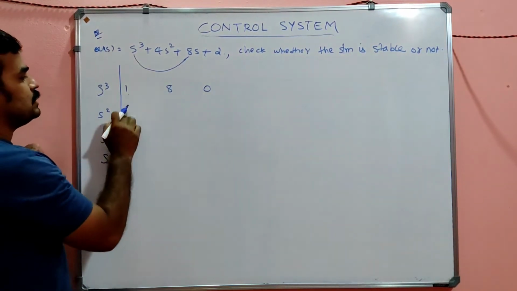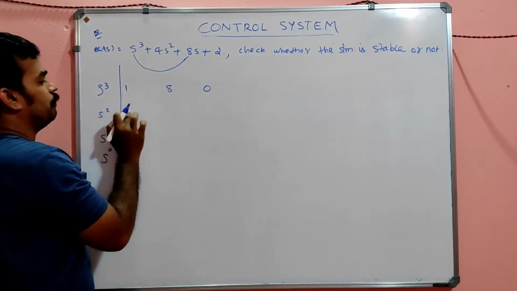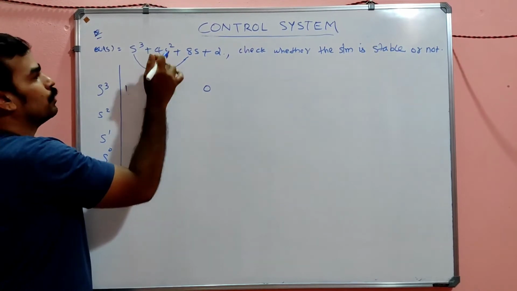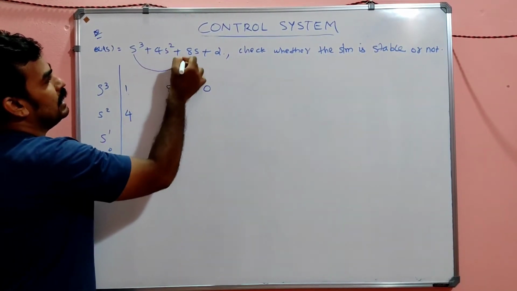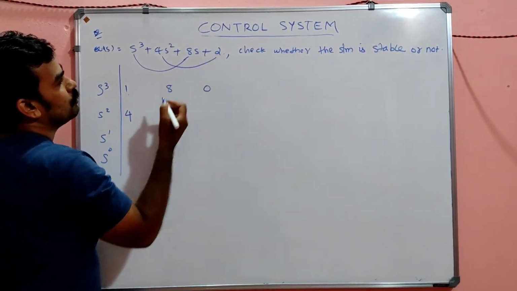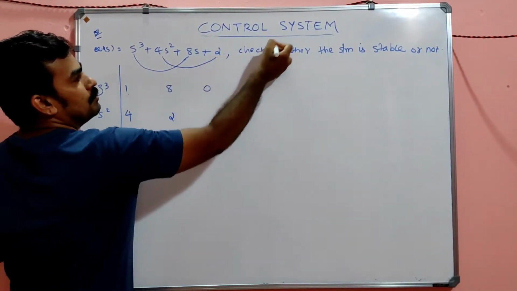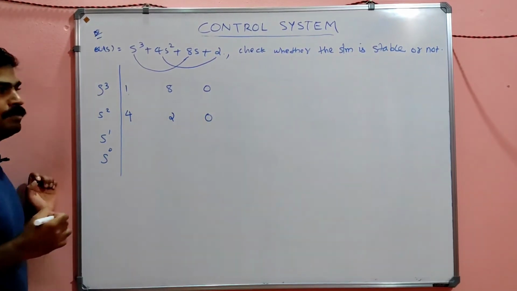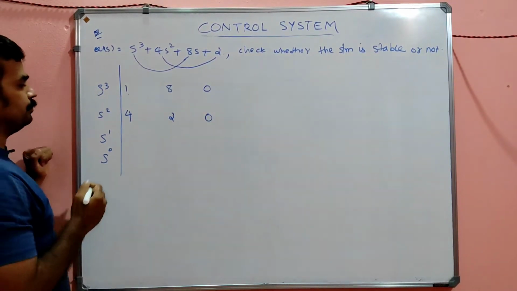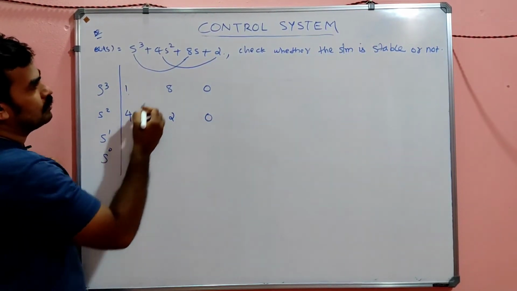And the next row, my dear, starts from the S square term. S square coefficient is 4. Leave the second term, next go to the other term, 2. And leave the other term. There is nothing there, so it is simply 0. And S raised to 1.